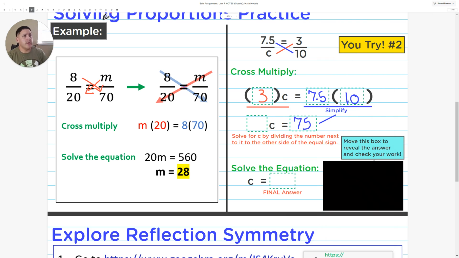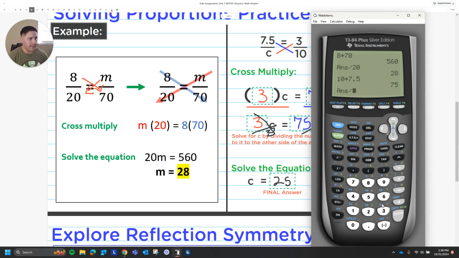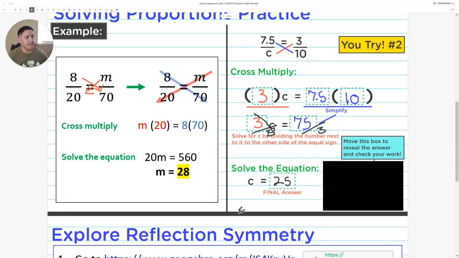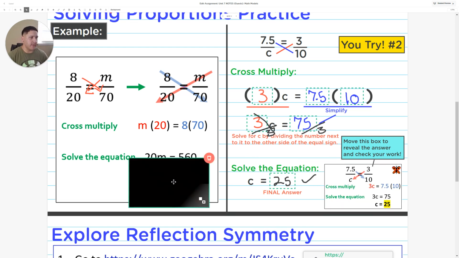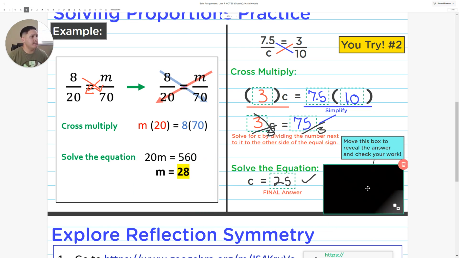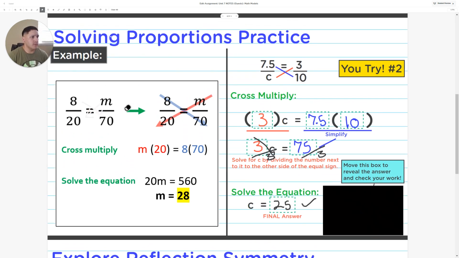3 times c, nothing to do with that, so we just bring it down. And then the last step we got to do is to get the c by itself, divide both sides by 3. And then c will equal 25. And just to show you all in the calculator, 75 divided by 3, 25. And then there is your final answer. Then you can check behind the box to see if we did this correctly, and we did. That's it for you try number 2.